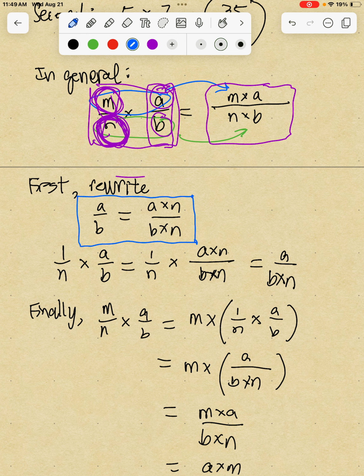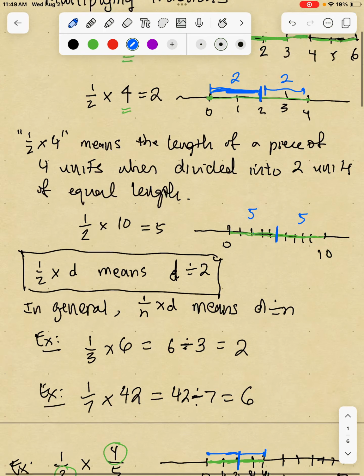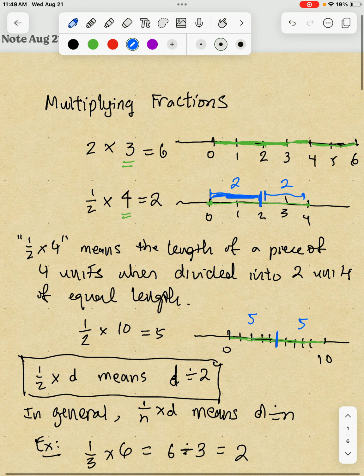But I wanted to explain how this fits in with multiplication, right? This 2 times 3 is 6 means you take 3 and then add 3. You take length 3 and then add another length 3. And how that fits in with fractions.